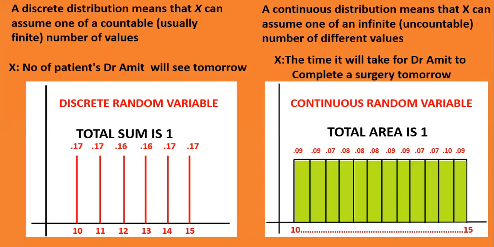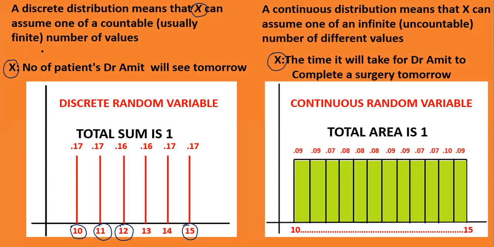When we talk about statistics, we come across random variables. When we talk about random variables, these are two types. One is discrete and the other one is continuous. When we talk about discrete random variables, you see this example. Here, the choices are finite, starting from 10 to 15.